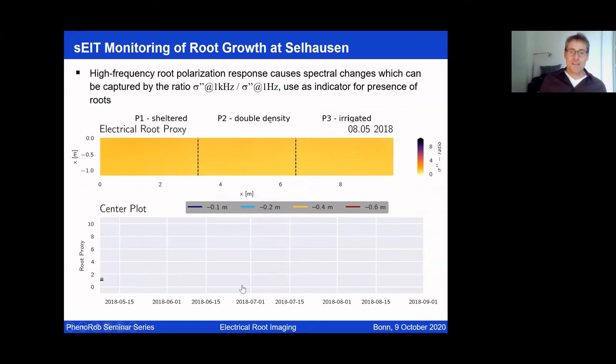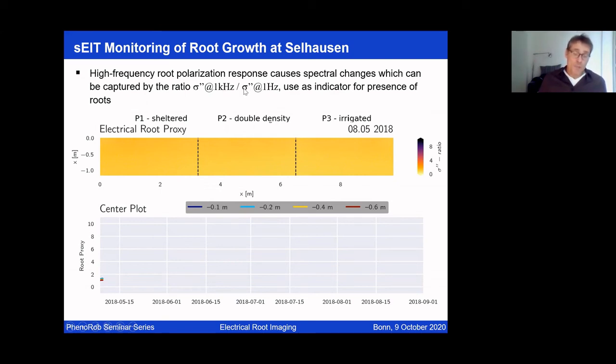And now this is the result that Andrea has also shown at the advisory board meeting, where from the spectral responses that you've also seen before, we figured out that basically the ratio of the imaginary conductivity at high frequency over the imaginary conductivity at lower frequencies, and where we pick those does not matter that much, seems to capture nicely the change of the spectral shape of these responses due to the presence of roots. So we should choose those as a first preliminary indicator for presence of roots.